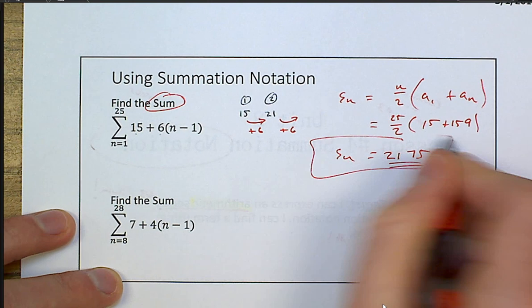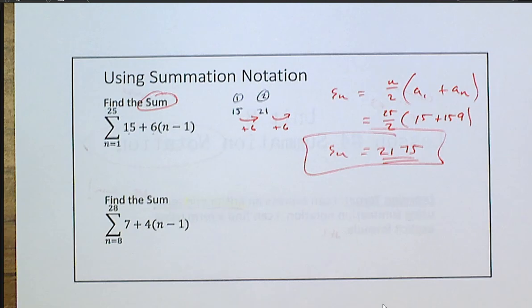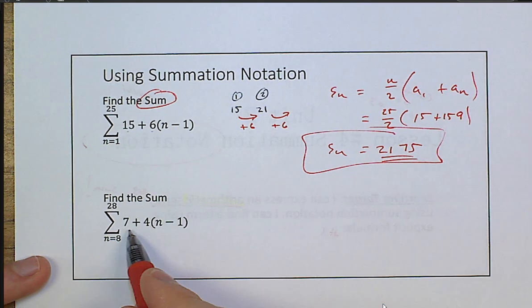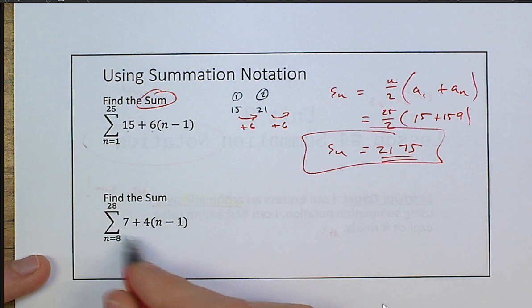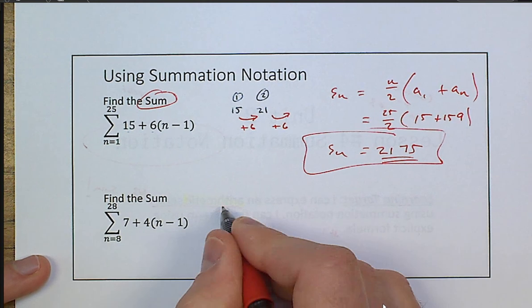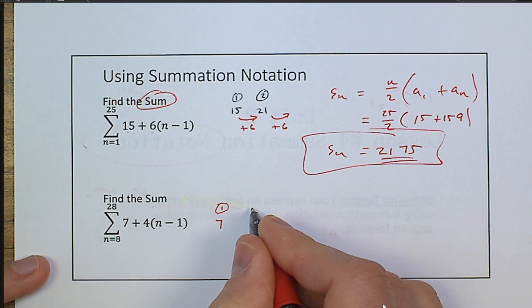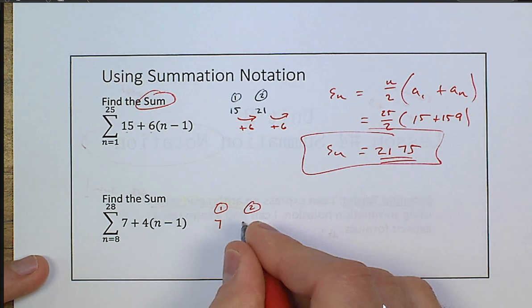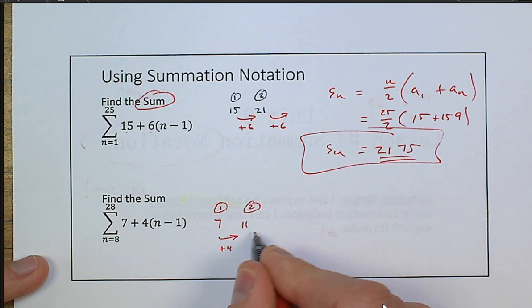Okay? Bottom one here, find the sum. Again, because it's written like this, I can kind of decode this or take this apart. I know my first term is going to be a 7. I know that my second term is going to add 4 to that, which is 11, so I'm basically adding 4 over and over again, all right?